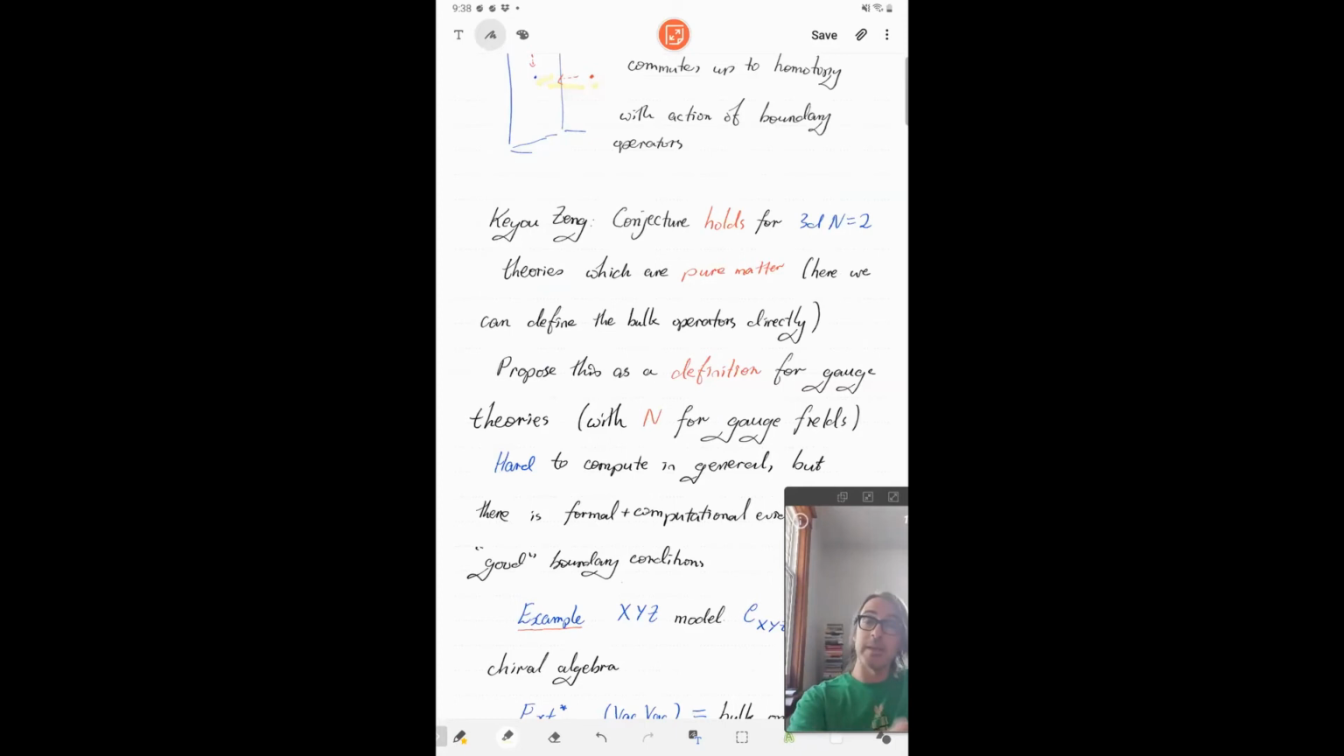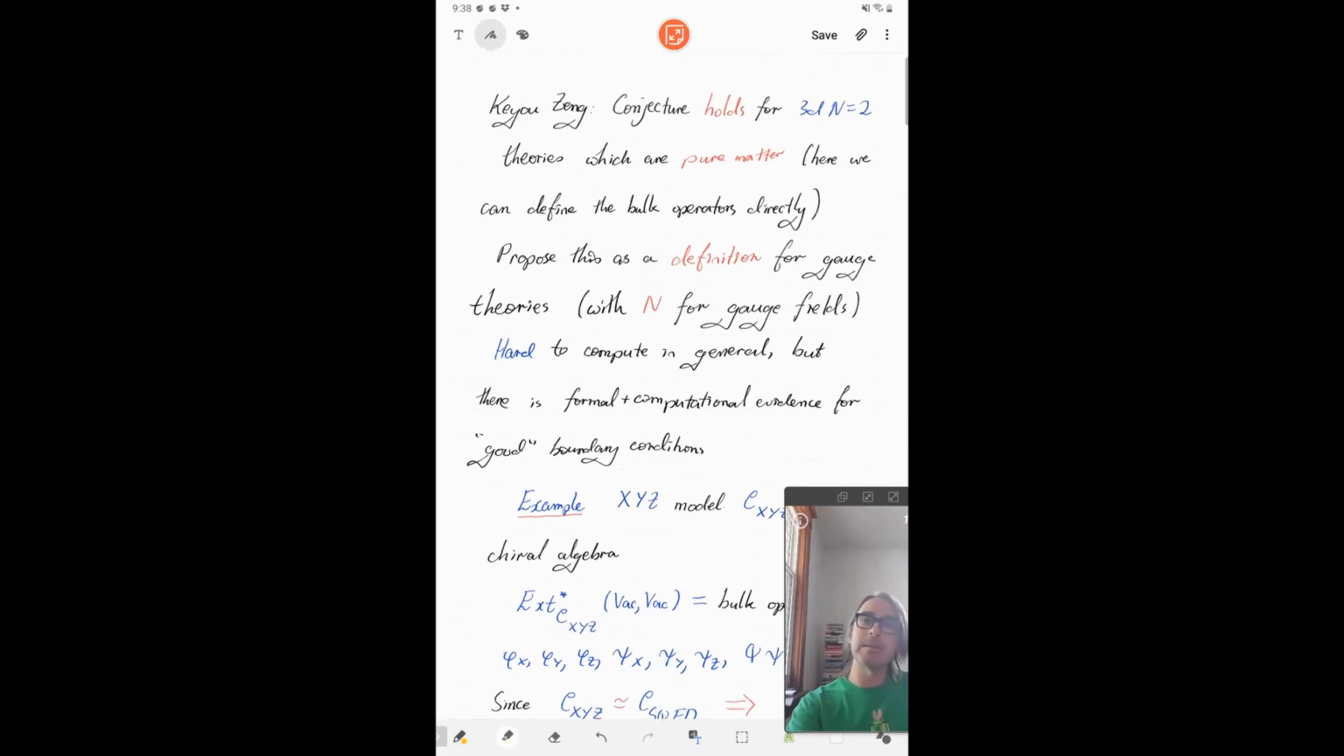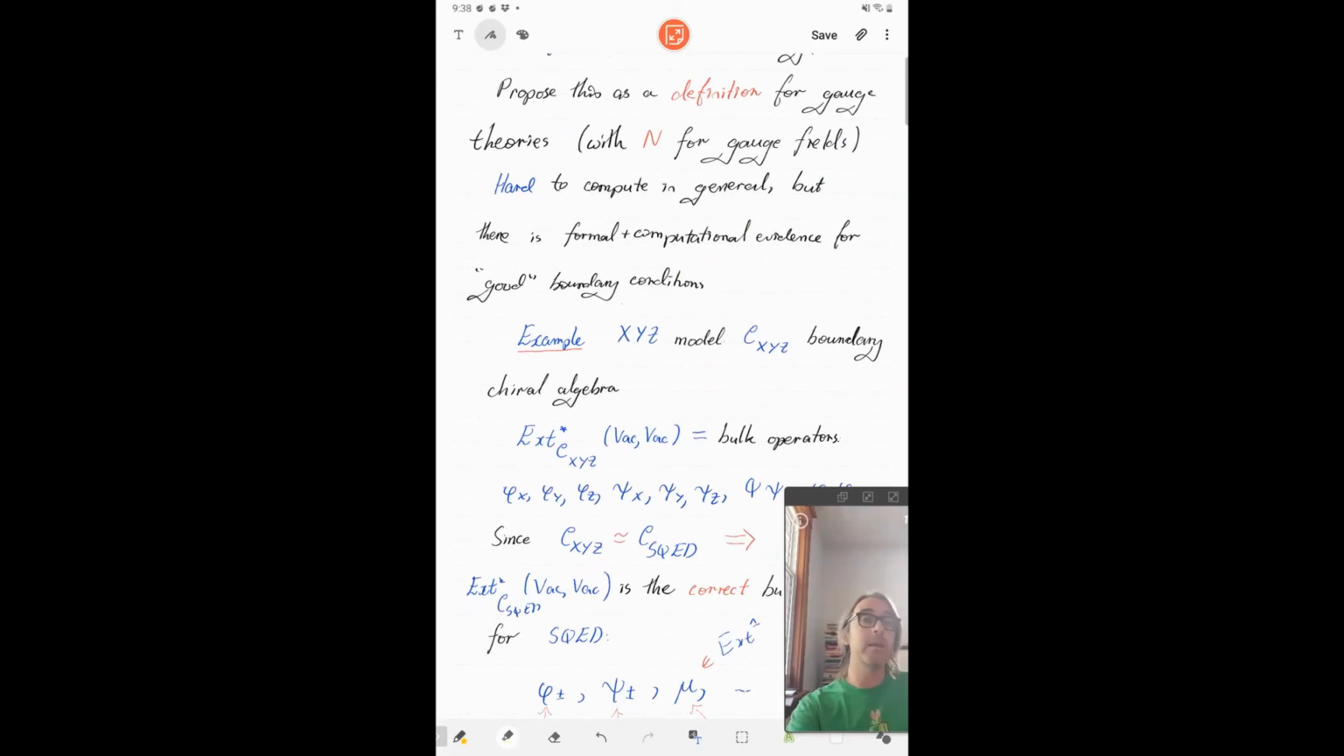So we'd like to suggest that this is a reasonable definition for gauge theories, where I take Neumann boundary conditions for the gauge field, then define the boundary algebra as we did above, and then compute the Self-Ext of the vacuum module, and this will give us a candidate for the bulk algebra.